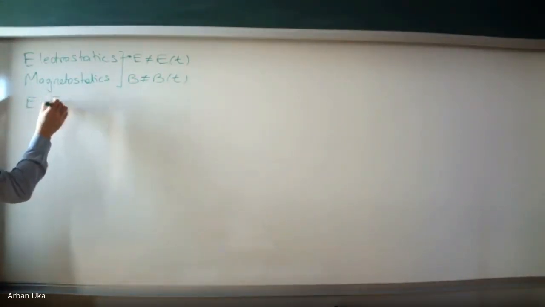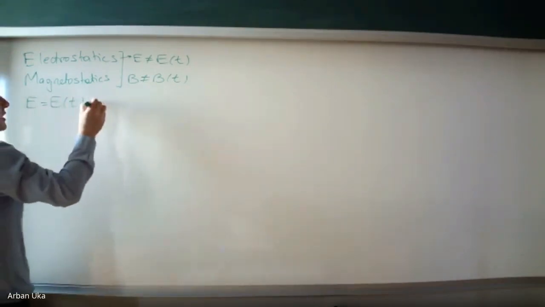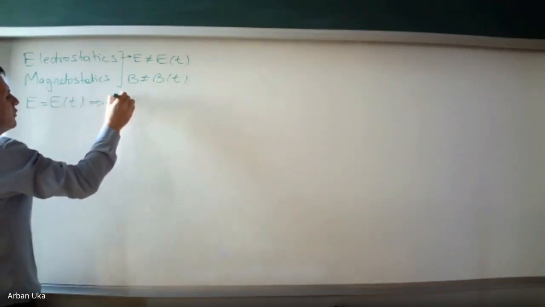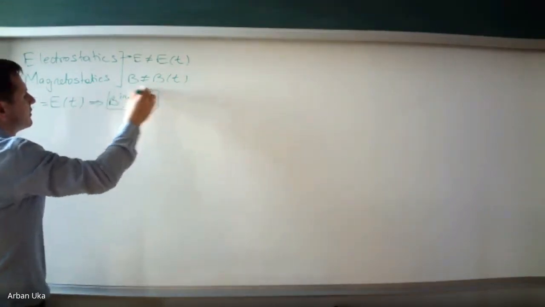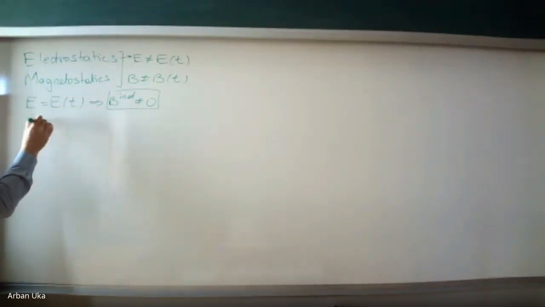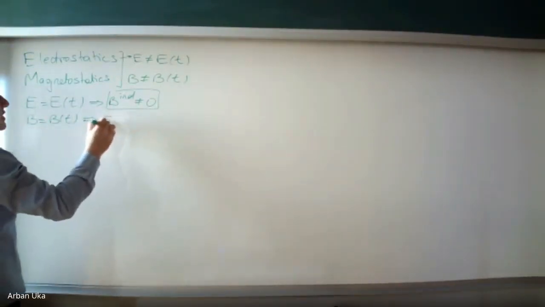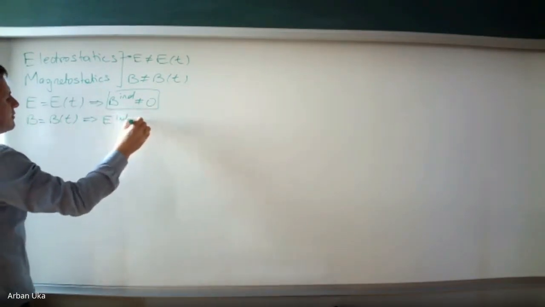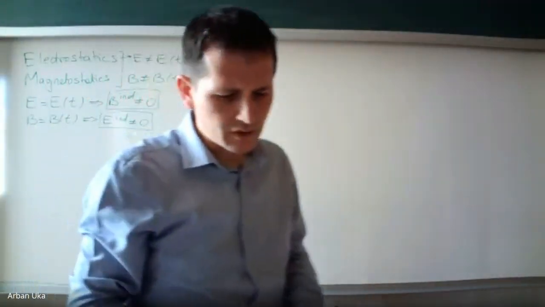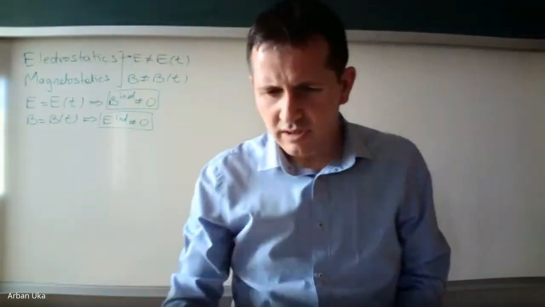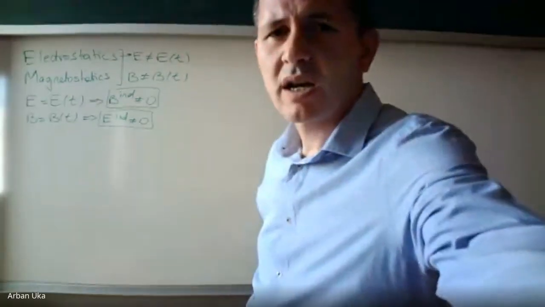But the moment that the electric field is a function of time, then we can have some induced magnetic field which is going to be different from zero. Similarly, if the magnetic field is a function of time, we can expect some induced electric field, which will be different from zero. This type of direct relationship between the electric field and magnetic field, we call coupling.